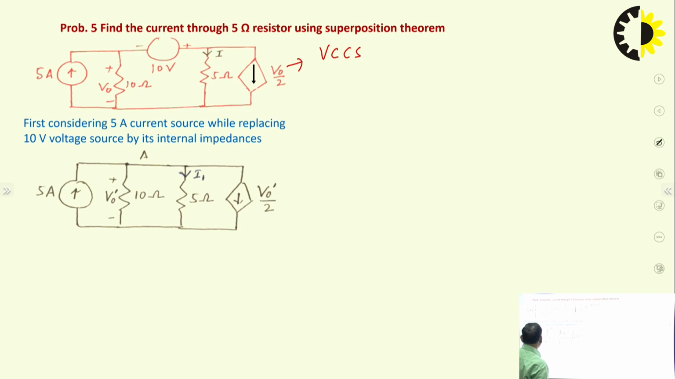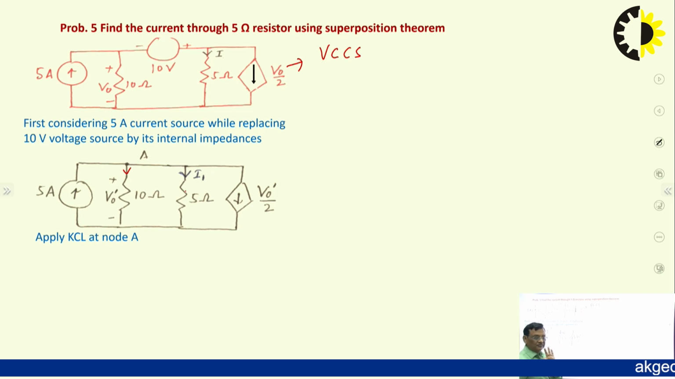Now we can write KCL at the node. So 5 ampere is approaching the node, Vx dash upon 10 will flow through this, and we can also see that this voltage V0 dash is across this 5 ohm resistor. So current I1 will also be V0 dash upon 5 plus V0 dash. So there are 3 current variables.